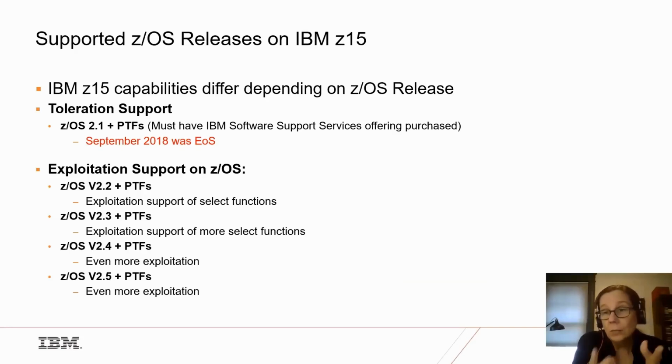If you want a little more exploitation, you can get that on z/OS 2.2, but remember that z/OS 2.2 is also end of support. So 2.3 has a little more exploitation than 2.2. 2.4 has even more exploitation, and 2.5 has exploitation the same as z/OS 2.4. As you can see on this slide, the amount of exploitation support you're going to have for Z15 really depends on the level of z/OS that you're running. And the higher the z/OS level, the more exploitation support you have.